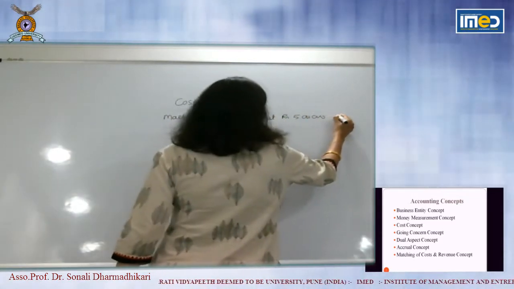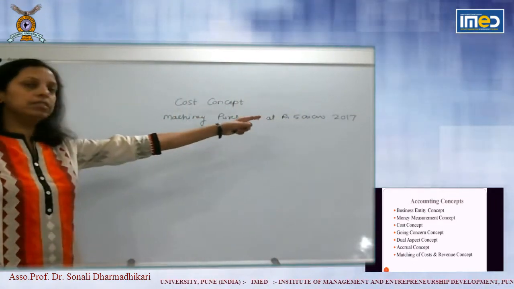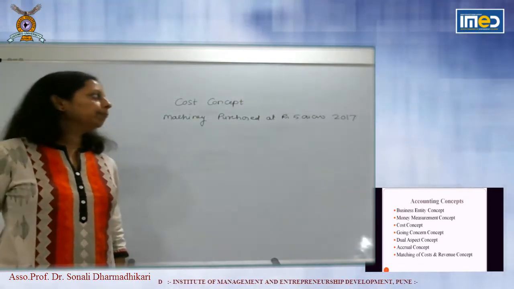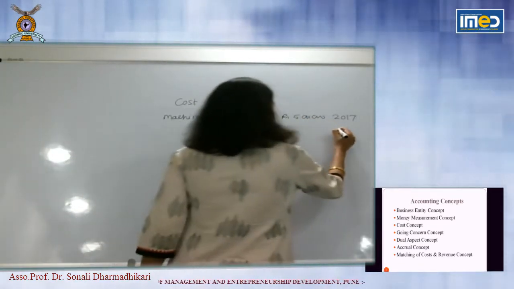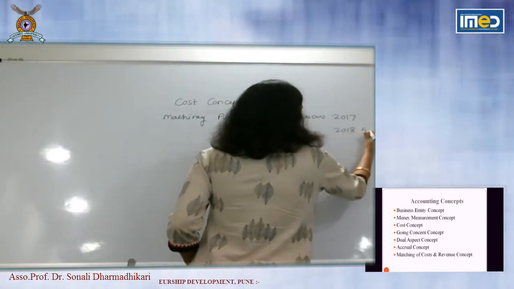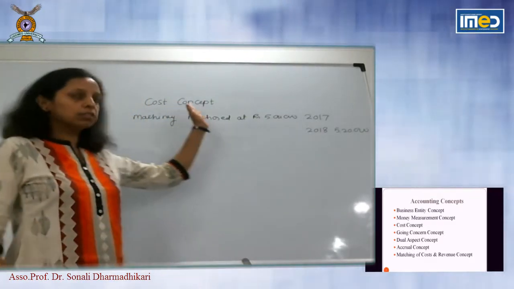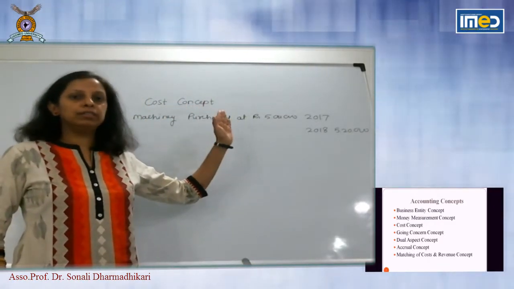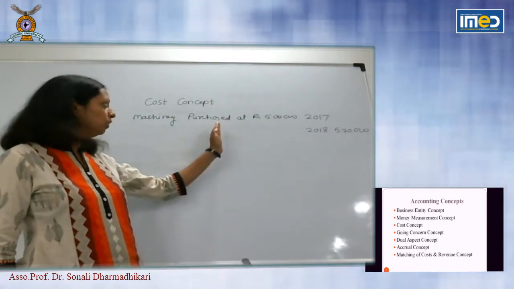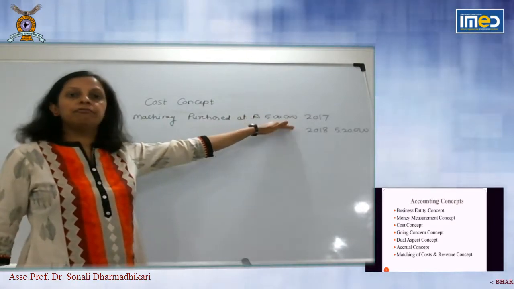Suppose in the year 2017, it will be recorded at cost price. What happened? In 2018, its market value becomes 5,20,000. As per cost concept, you will not consider market value of the asset. You will only consider cost. So it will be recorded at 5 lakh.